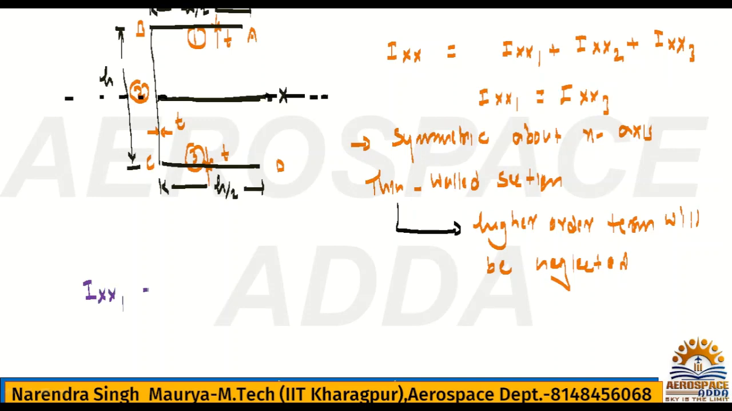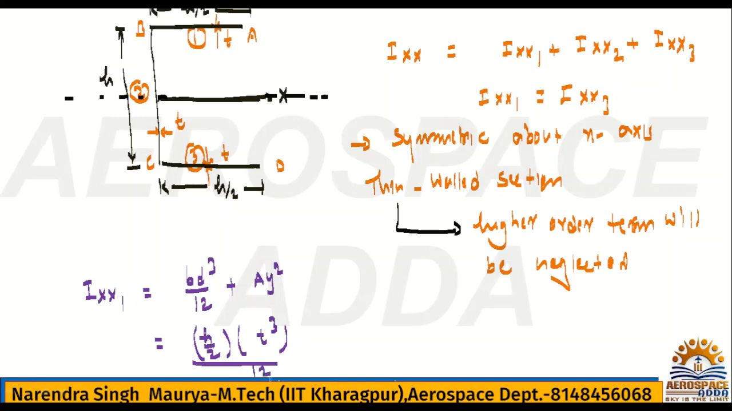So I can say Ixx1 is nothing but first the value of moment of inertia about the neutral axis plus that area into the perpendicular distance. I will write the formula if you want. So you just consider this section. For this section, what is the moment of inertia? For section 1 I am talking, it is bd cube by 12, just for your understanding, plus area into perpendicular distance. What is the width for section 1? It is h by 2. What is the depth? Depth is the thickness, that is nothing but t cube, divided by 12 plus area.